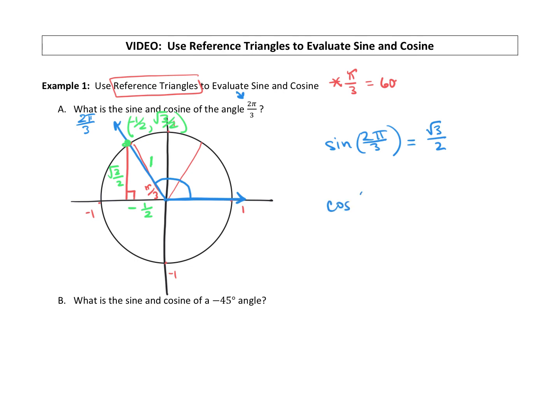Now cosine of 2 pi over 3 is going to be the same thing as cosine of our reference angle. Cosine is adjacent side over the hypotenuse, so the adjacent side is negative 1/2. The hypotenuse is 1, so the cosine of our angle is just negative 1/2. Now you'll notice these are the same values as our ordered pair up here.